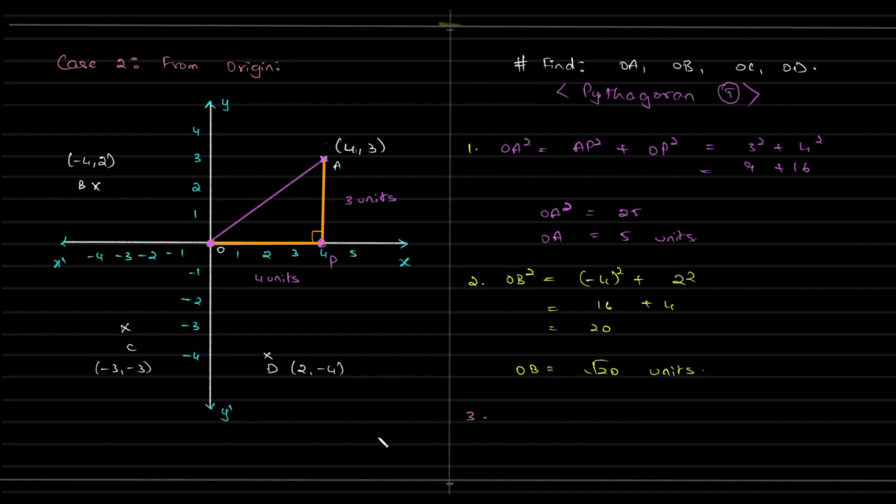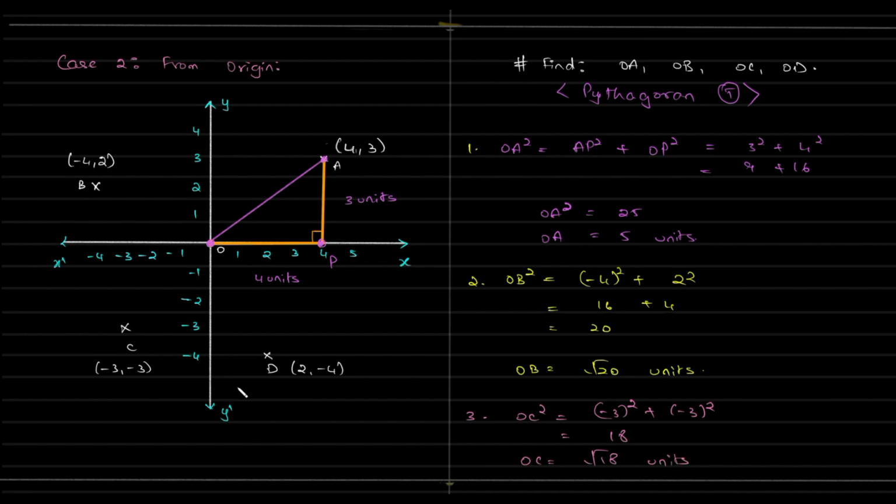So we have root of 20 units. And I hope you got the idea. I mean, you guys got the idea. So how do you find OC? We know the coordinates. All we have to do is, right? And this is 9 plus 9, that is 18. So OC is equal to square root of 18 units.